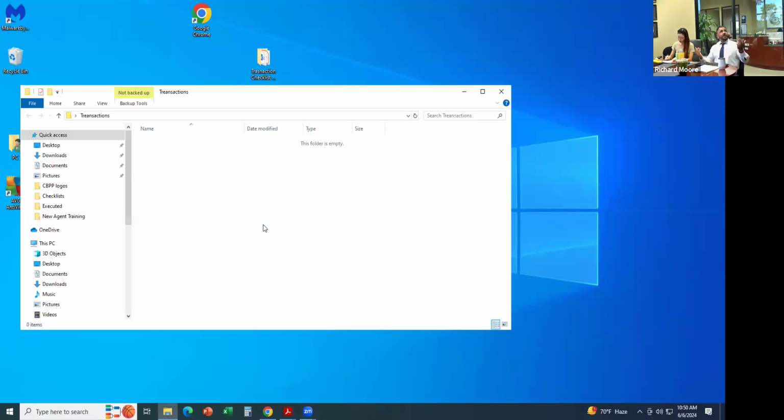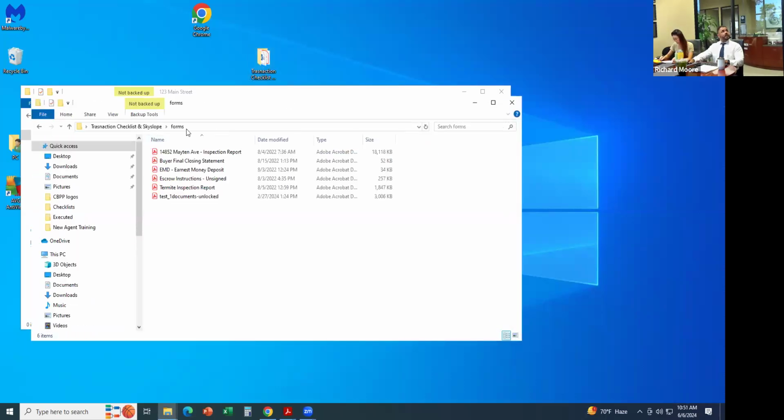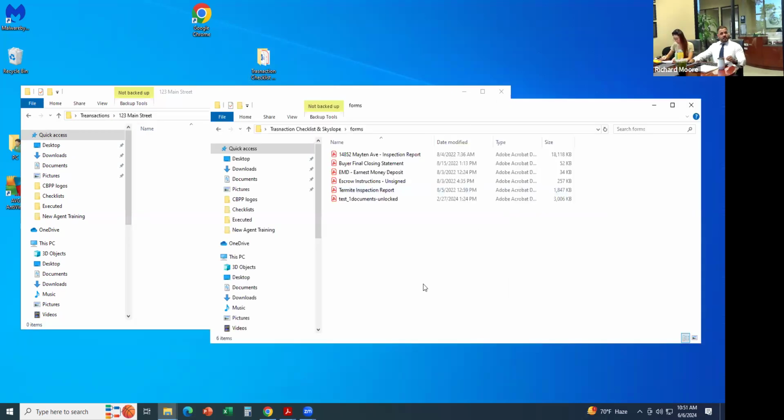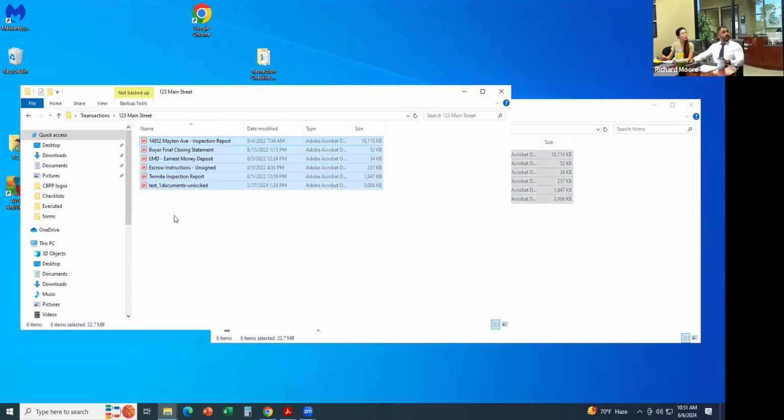Okay, and within that folder, I'm gonna make another folder. So right click, new folder, and this is gonna be 123 Main Street. And this is my transaction. Let's say I'm representing the buyer. Cool, I'm gonna open that folder, and within that folder, I'm going to add all of my forms. Let's say these are all my forms for the transaction. I mean, there's more, but okay, so this is how I keep all my forms.